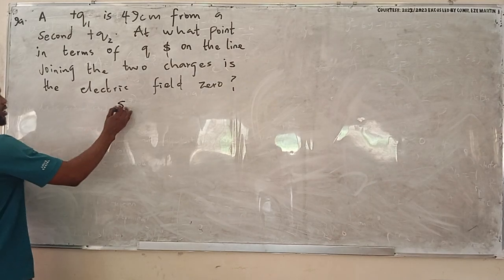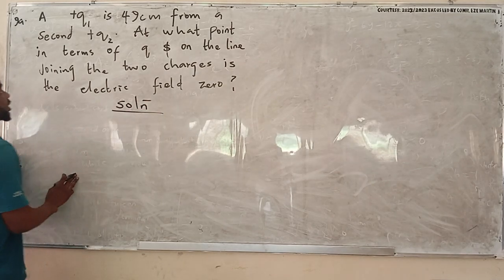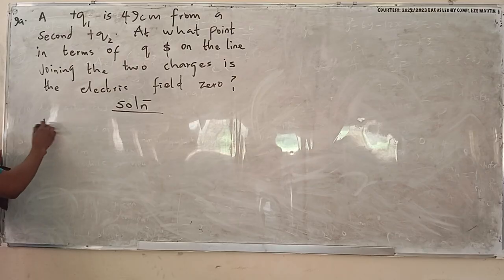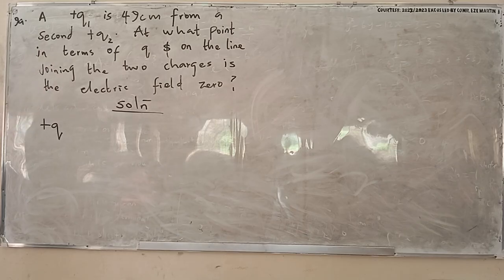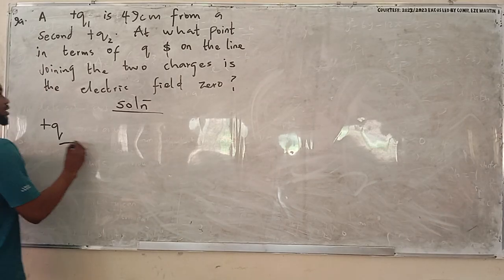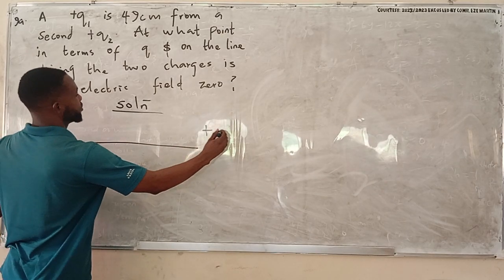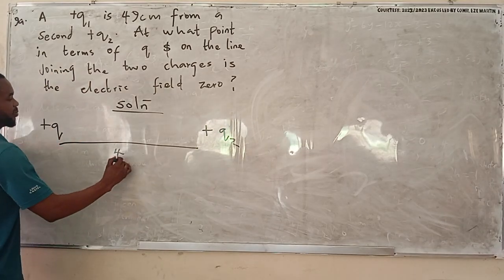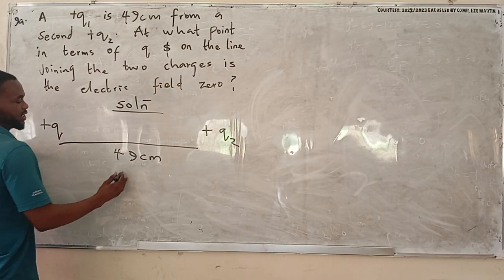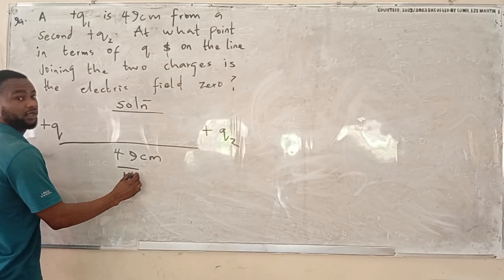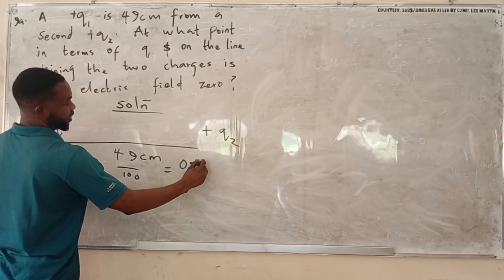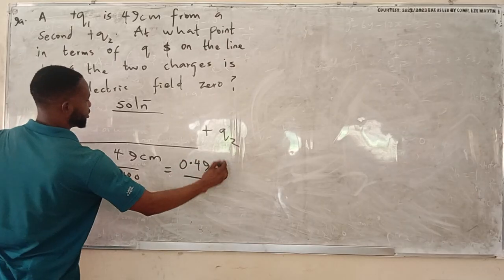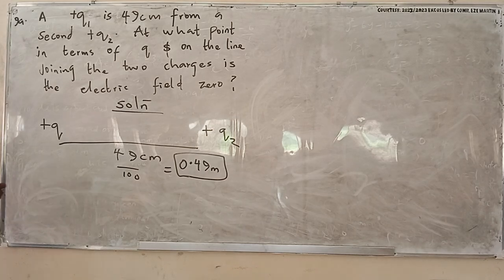Okay. So please, solution. See what they're telling me? They said I have Q1 and I have it from a distance, so that the next one, which is Q2, they are separated by 49 cm. And 49 cm divided by 100 will give me what in meters? 0.49 meter.